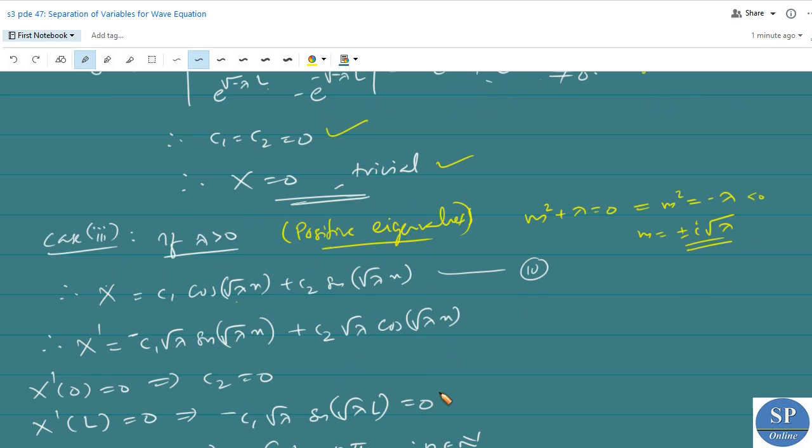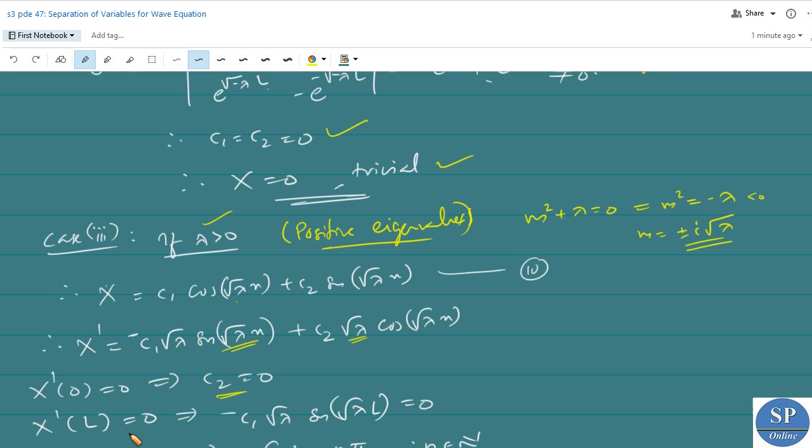Applying the boundary conditions, the first condition is x dash of 0 equal to 0. When x equals 0, sin 0 is 0 and cos 0 is equal to 1. So we have c2 into square root of lambda equal to 0. Since square root of lambda is not equal to 0, because lambda is greater than 0, we have c2 equal to 0. So we have x is equal to c1 cos square root of lambda into x only.